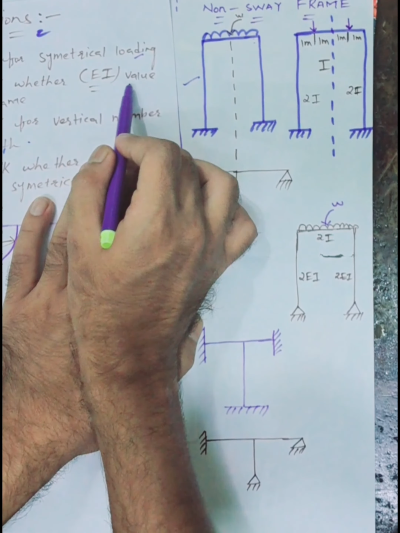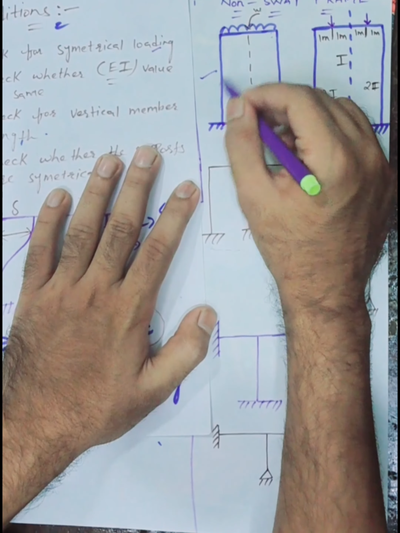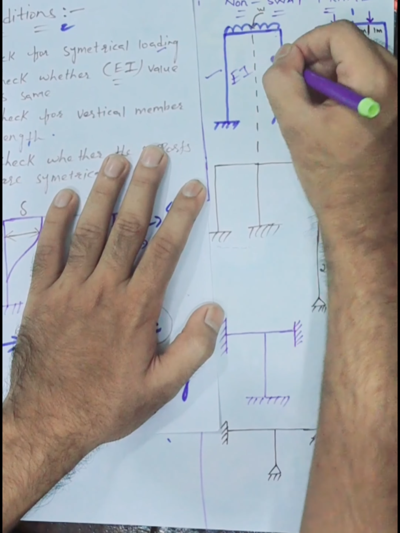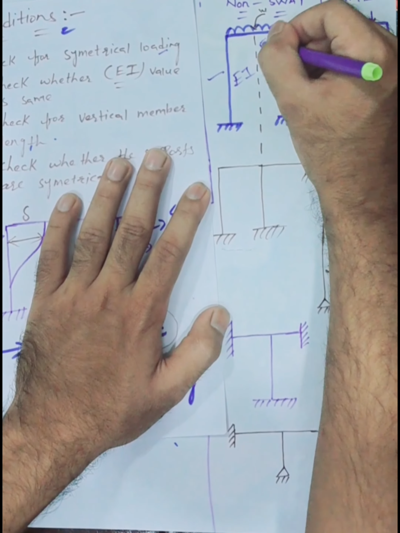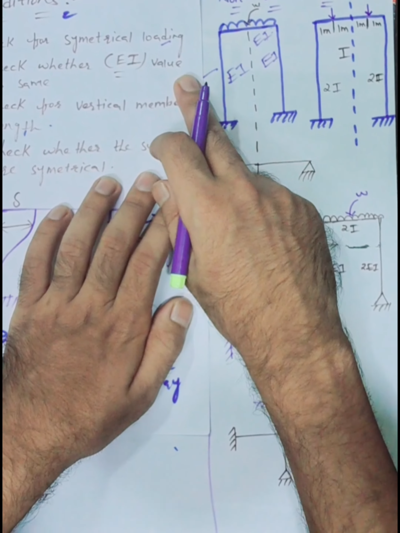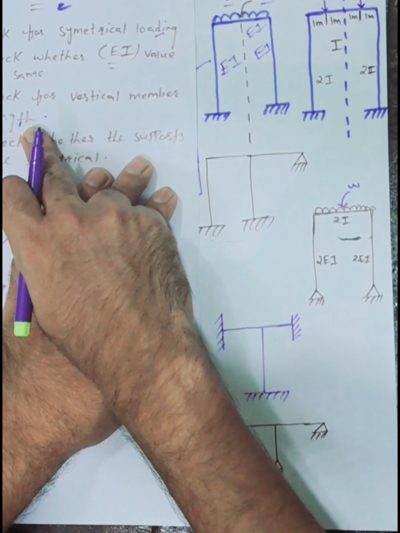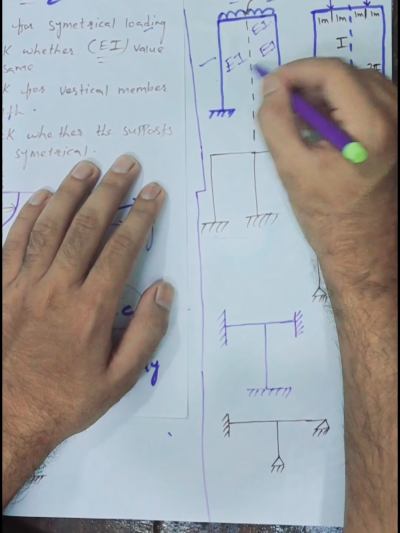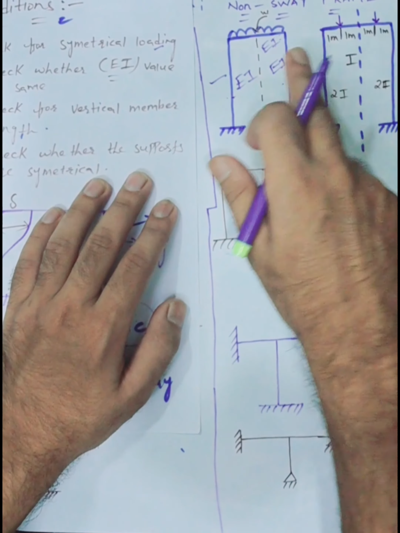Check whether EI value is same. EI value की same है. EI, EI, EI. So ये second condition भी satisfied. So second condition is also satisfied. Check for vertical members length. Length is also same for the vertical members. Third condition also satisfied for this.